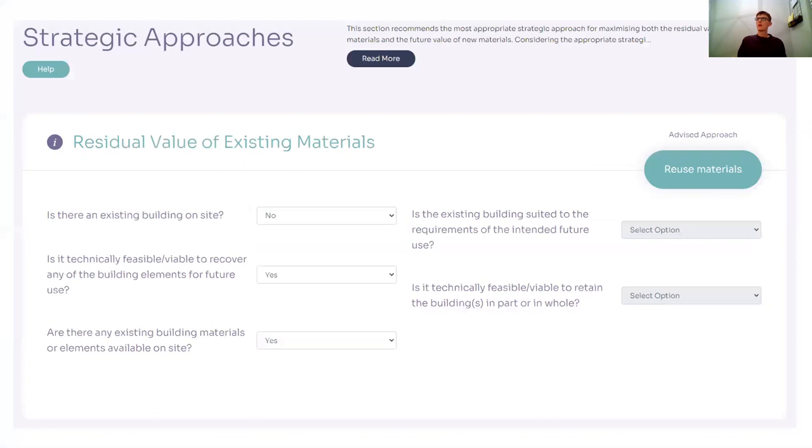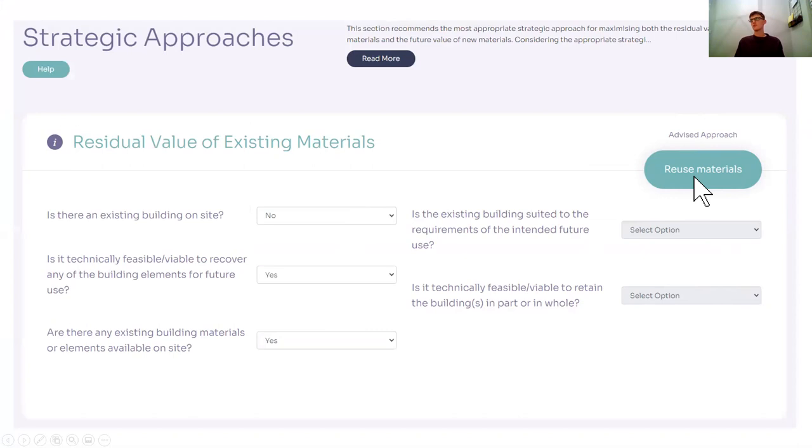And then we have the strategic approaches section, which is looking at maximising the residual value of existing material and the future value of new material. And this is a modified version of the decision tree, which is in the New London Plan. And you simply just follow the questions through. The questions that are no longer relevant will be greyed out. And then you get an advised approach in the top corner, so it'll tell you whether you should be reusing or repurposing the structure.